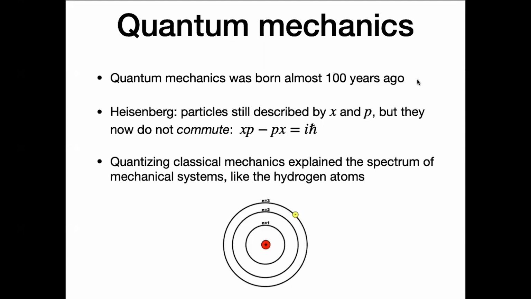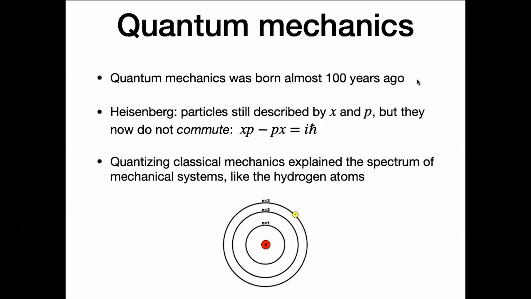So Heisenberg worked out how to go from classical mechanics to quantum mechanics. In the Heisenberg picture, particles are still described in a similar way as in classical mechanics. We can use x and p to specify a particle. The only thing that is more complicated in quantum mechanics is that the momentum and the coordinates do not commute with each other. xp minus px is equal to minus iħ, where ħ is the Planck constant.